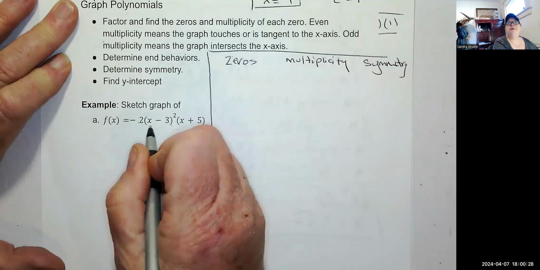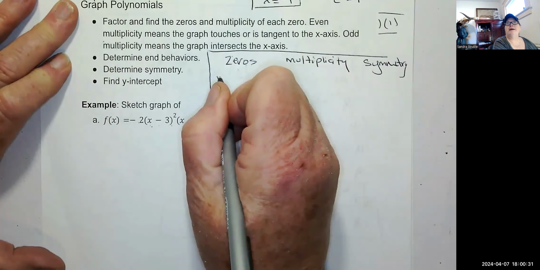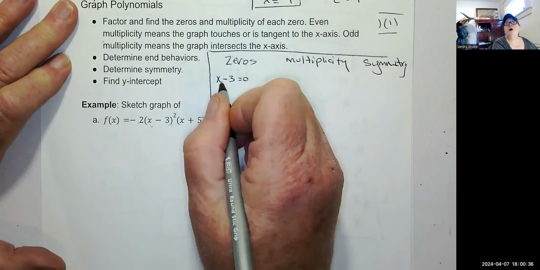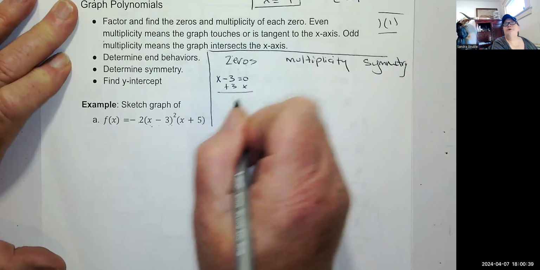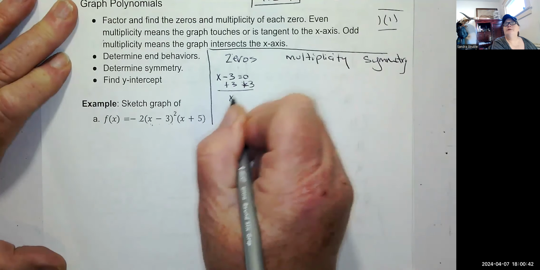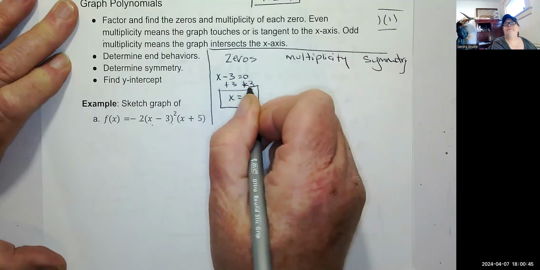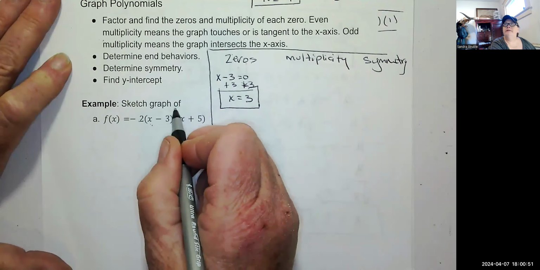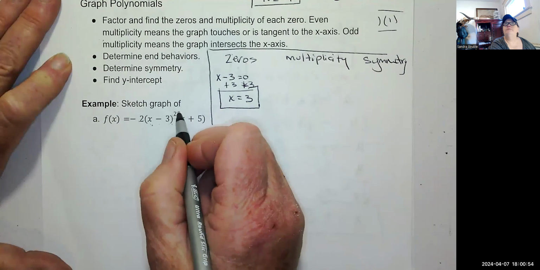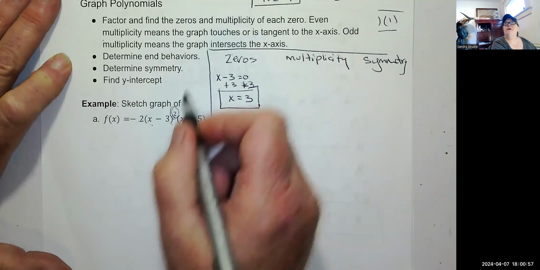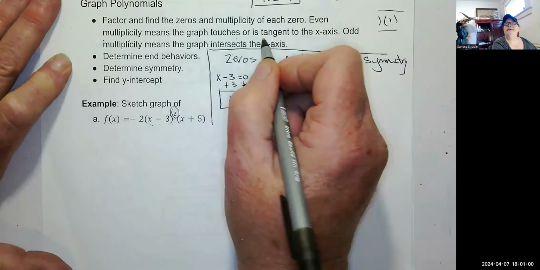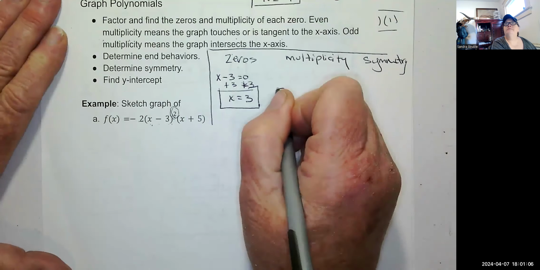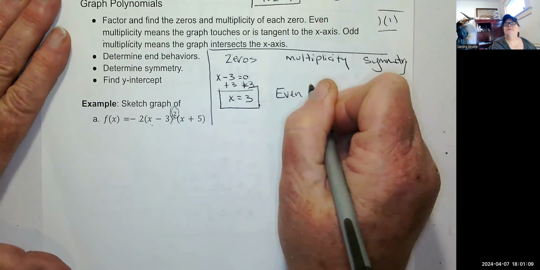Our zeros are going to be taking x minus 3 and setting it equal to 0. Well, when you solve for x, you add 3 to both sides, right? So x is equal to 3. There is one of our zeros. The multiplicity for this zero is even because it's a 2. All right, it's even because the exponent is a 2. Even multiplicity means the graph touches or is tangent to the x-axis. All right, so it's even. So that means it bounces.